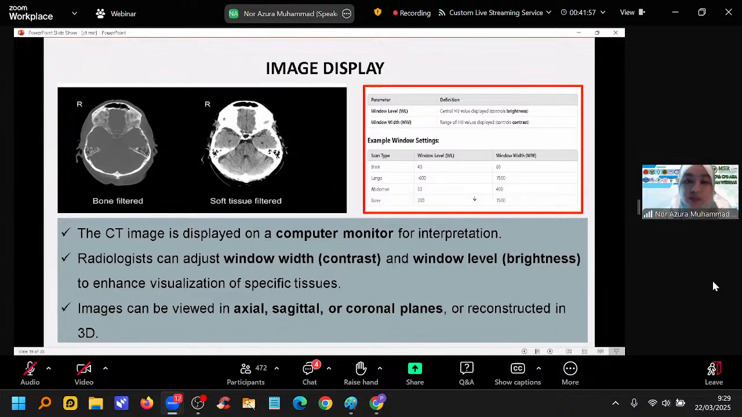Okay, so CT image display involves adjusting window settings and using reconstruction techniques to optimize visualization of anatomical structures and aid in accurate diagnosis without affecting radiation dose. So these are the parameters that I already mentioned just now. Okay, so this is an example of the window setting. For the different scan types, they have a reference window level and window width. So this is roughly the setting of the window level and window width that radiologists use when displaying the CT image.